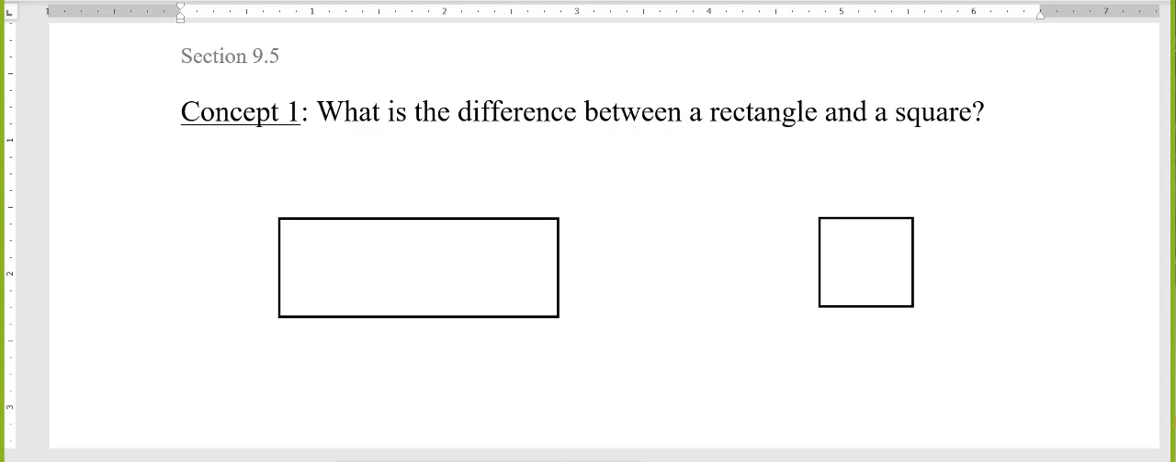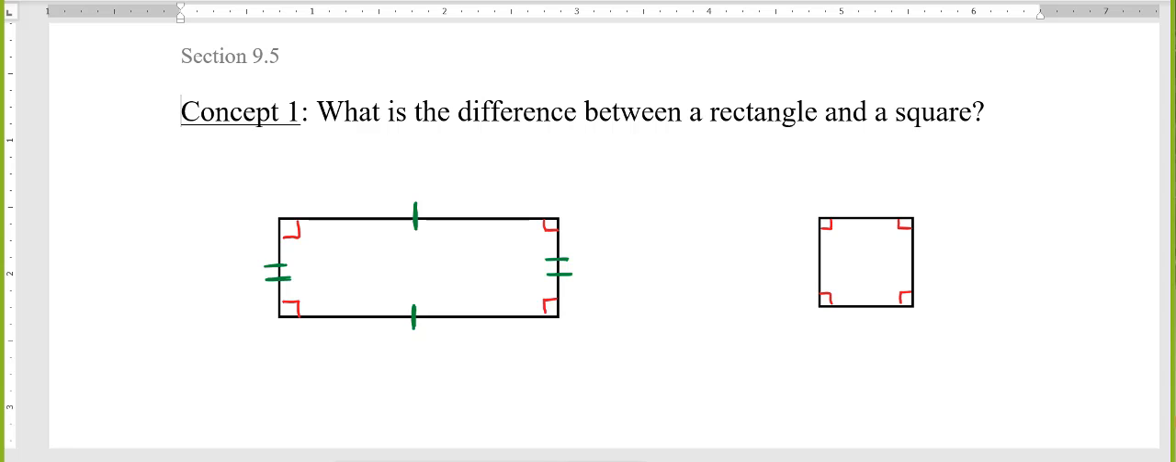Both rectangles and squares have right angles at every corner. So that's something that they have in common. Every corner is a right angle in a rectangle and a square. The mathematical definition for a rectangle is that the opposite sides are congruent. So this side and this side have the same measure, the same length, and then this pair of opposite sides have the same length.